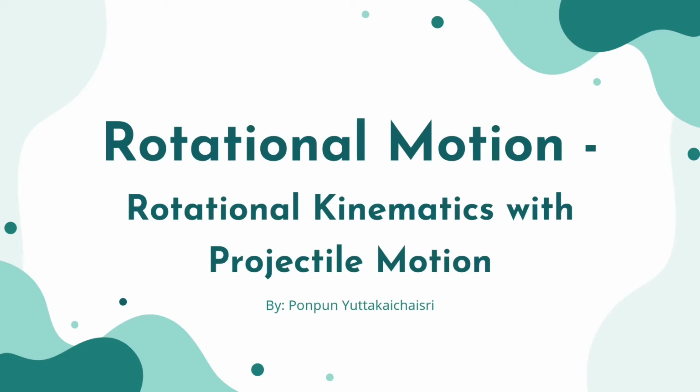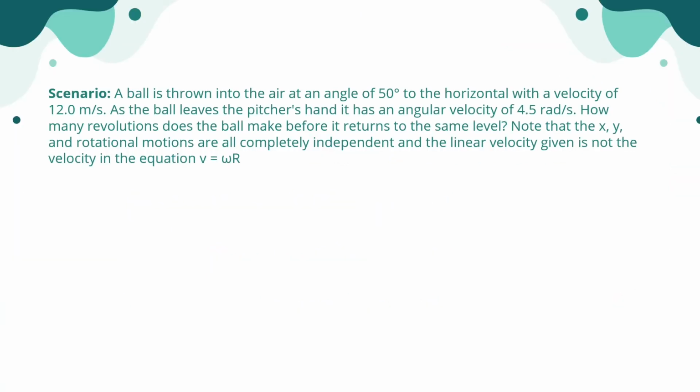I'll be presenting my AP Physics project. The topic is rotational motion, and the question will be about rotational kinematics with projectile motion. My scenario says a ball is thrown into the air at an angle of 50 degrees to the horizontal with a velocity of 12 meters per second. As the ball leaves the pitcher's hand, it has an angular velocity of 4.5 radians per second. How many revolutions does the ball make before it returns to the same level?